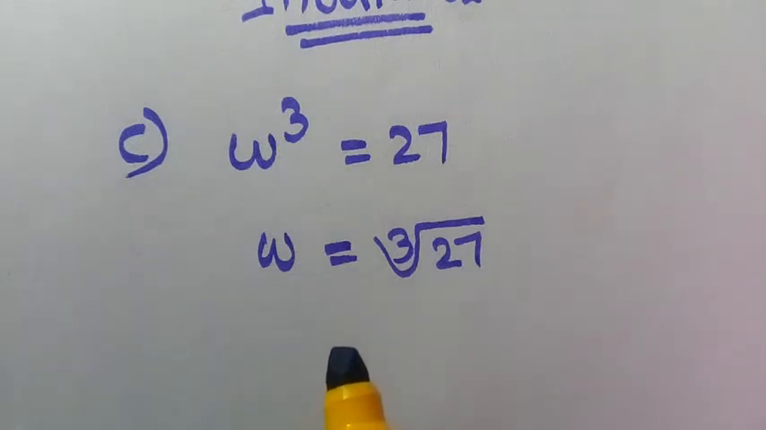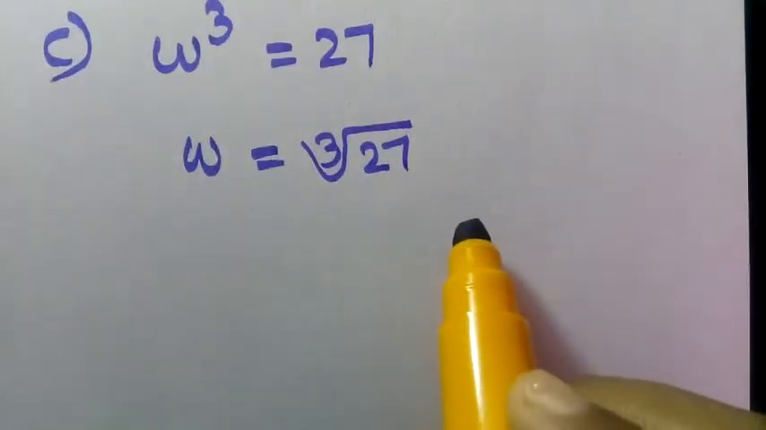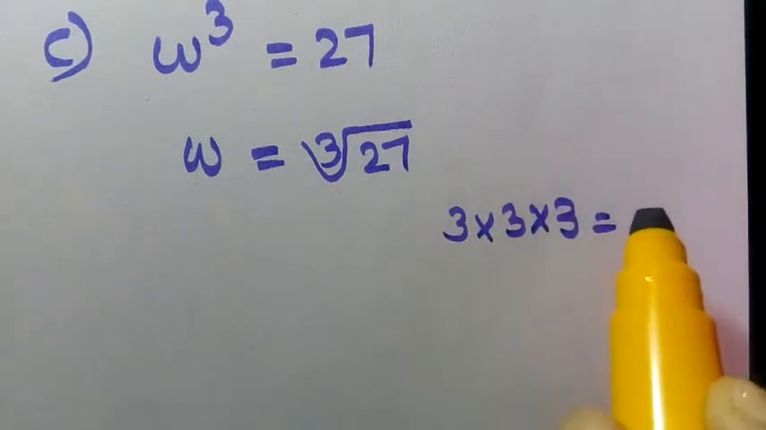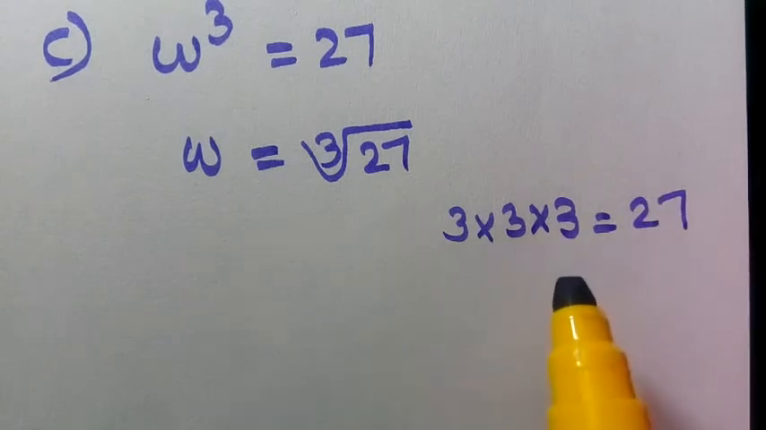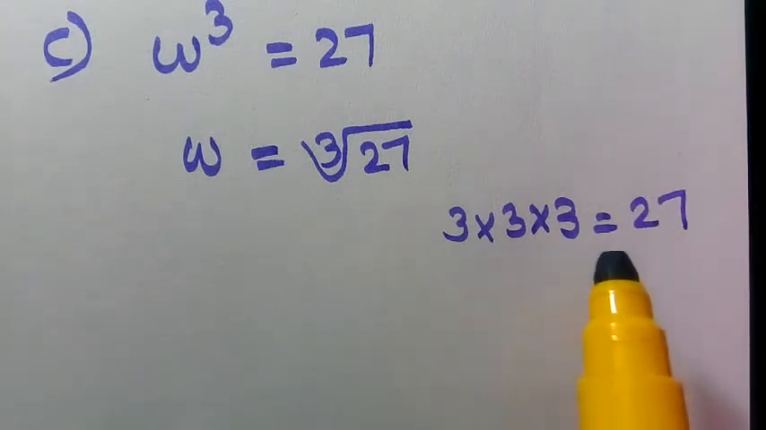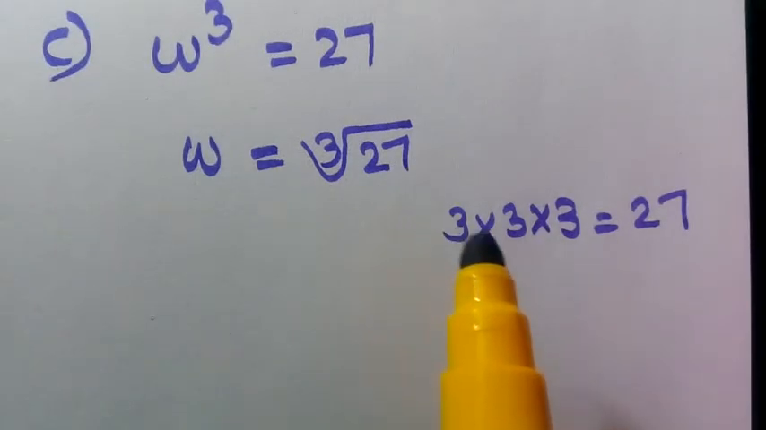Children, what is cube root of 27? Cube root of 27 is equal to 3, since 3 into 3 into 3 is equal to 27. We multiplied 3 three times, so we got the answer 27. That is, cube root of 27 is equal to 3.